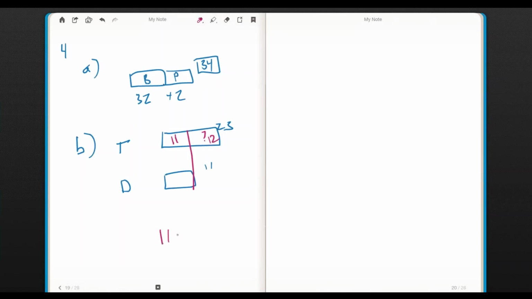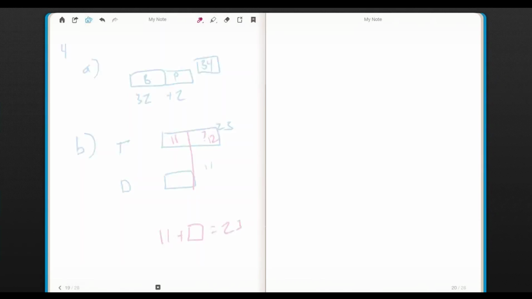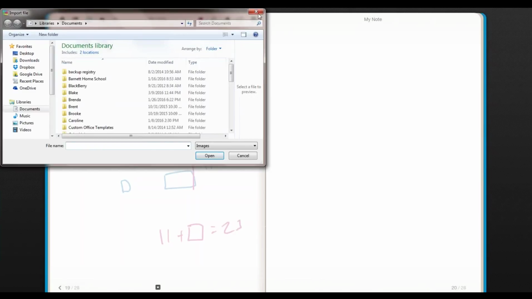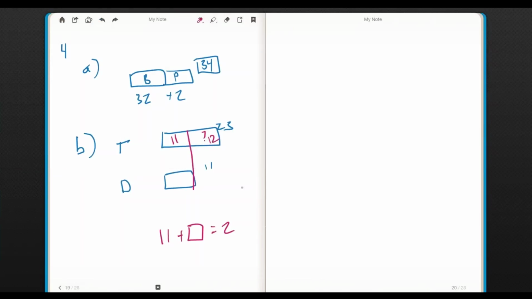Again, you could do that by thinking about an addition problem. What do I have to add to get 23? Or what do we have to subtract, or when we subtract 11 from 23, what does that leave left? And either way, of course, the answer is going to be 12. So the train set costs $12 more than the doll.